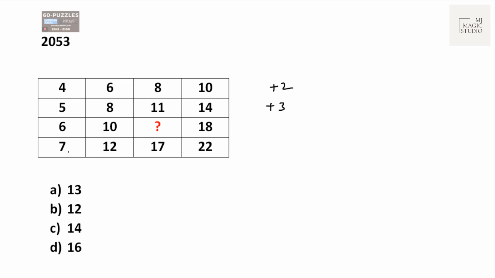Now 6, 10, 18, and the last one is 7, 12, that is 5, 5, 5. It is plus 5. This should be moving with a plus 4 pattern, na? 6 plus 4 is 10. 10 plus 4 should be 14. Bingo. 14 plus 4 is 18. Mark on 14. Move on to the next one.